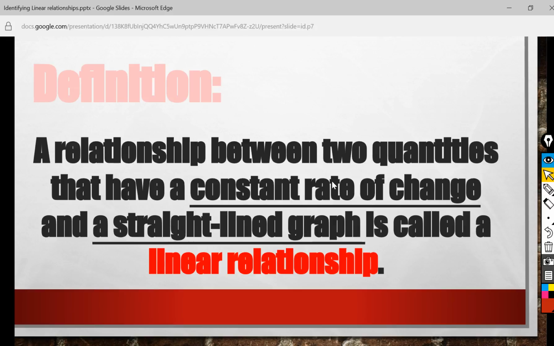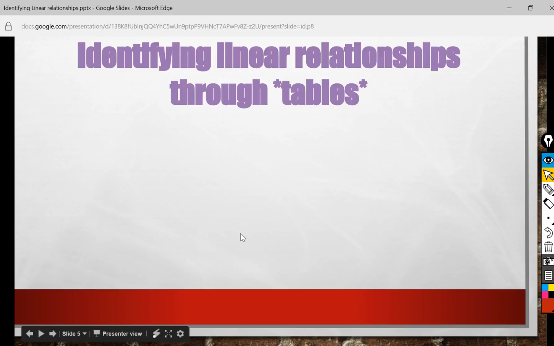Alright, so a definition of a linear relationship. A relationship between two quantities that have a constant rate of change in a straight line graph is called a linear relationship. So this first part will help you figure out if a table is a linear relationship. The second part, this underlined part, a straight line graph, is another way you can tell if it's a linear relationship, and that's if it's on a graph. And this is fairly simple. So let's look through a table.